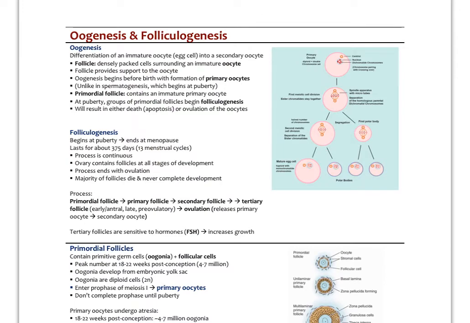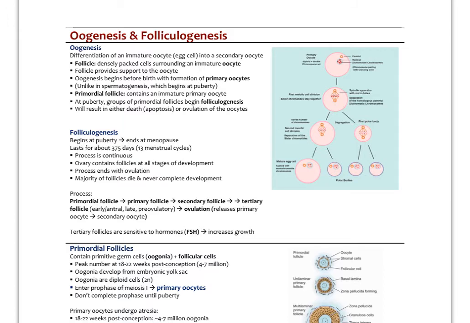So the development of a female egg cell requires two processes that go together. One is known as oogenesis, and the other is known as folliculogenesis. So oogenesis is the series of stages of the development of the actual ovum or egg, versus folliculogenesis describes the whole process whereby the surrounding cells, which help to nourish and support that egg, develop.